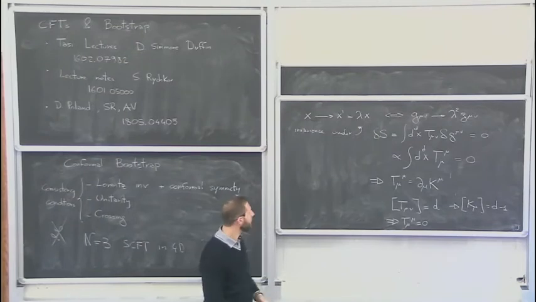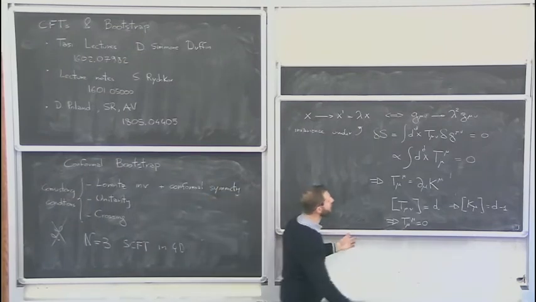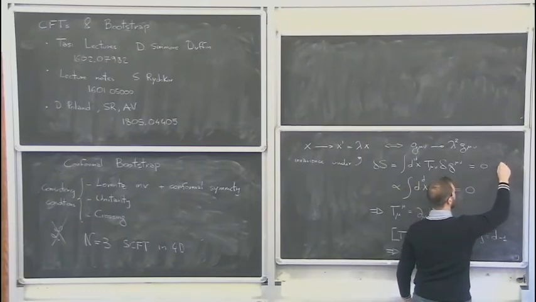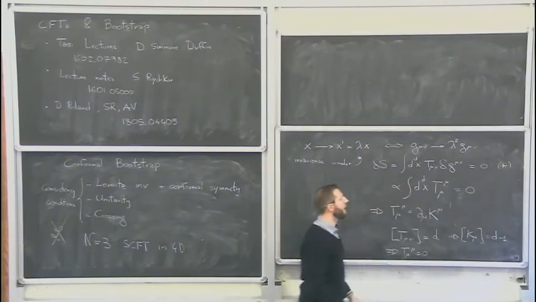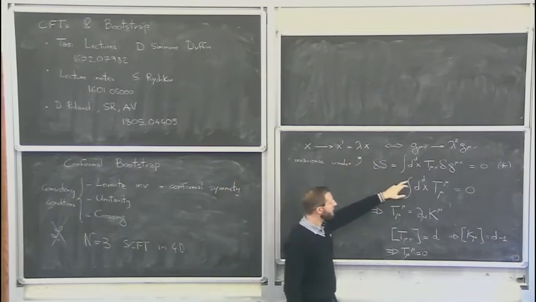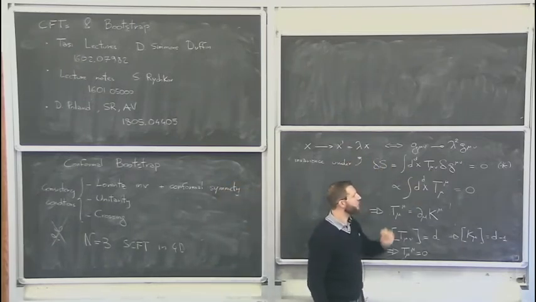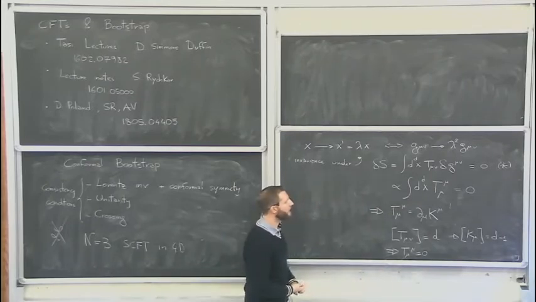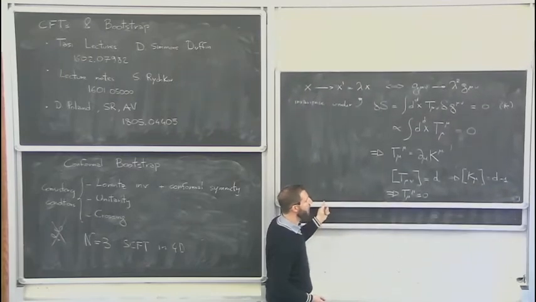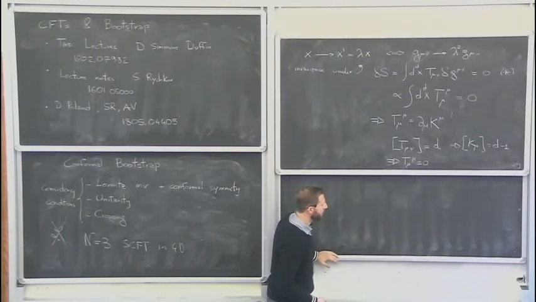Okay. So because of this relation, we see that a theory which has zero trace of the energy momentum tensor is actually invariant under a larger set of transformations, which are called Weyl transformations.